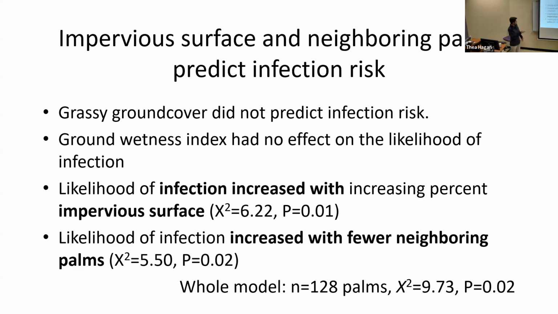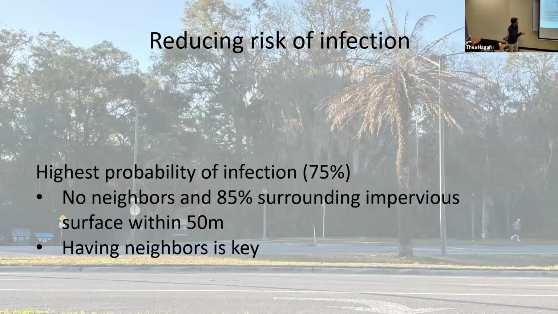In short, what we found is that grassy ground cover did not matter, wetness did not matter, but the likelihood of infection increased as the percent of pavement around the planting site increased. And it increased as a palm had fewer neighbors. So the more palm neighbors you have, the less likely you are to have the pathogen. So this very dry, sad looking palm is a great example of the prime conditions where we would predict a phytoplasma infection. No neighbors and a ton of pavement because it's on a little island by itself in the middle of the road.